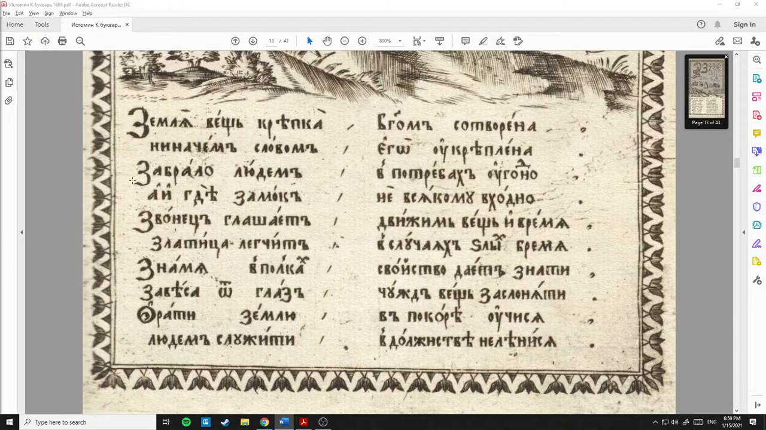Богом створено, забрало людям. So offense to people, if potrebach ugodna. So this is pretty funny. So offense, people can use it in a way that they see fit. Ugodna, kako im je ugodna. So it might suit them. They might use it. A gdje zamok, and where a lock is, не всякому, not to everyone, входно. Вход is entrance. So where a lock is, it isn't everyone's entrance. В потребах.